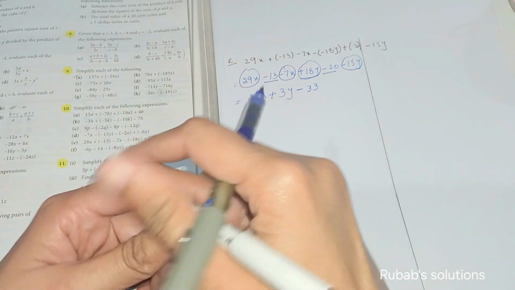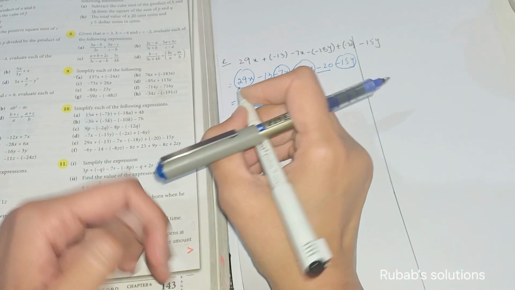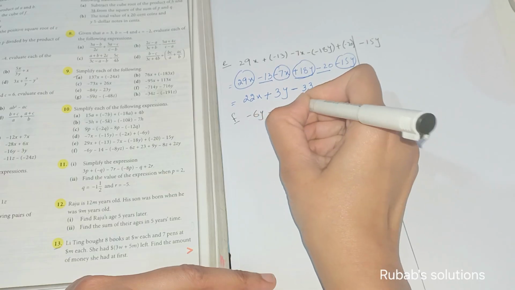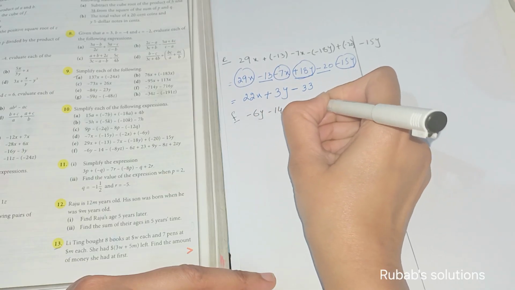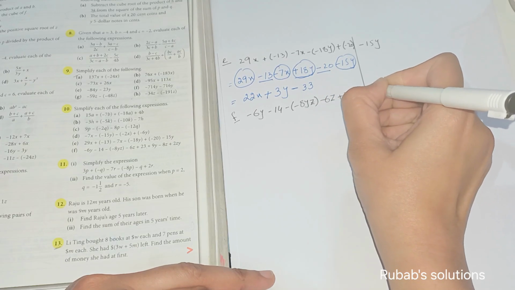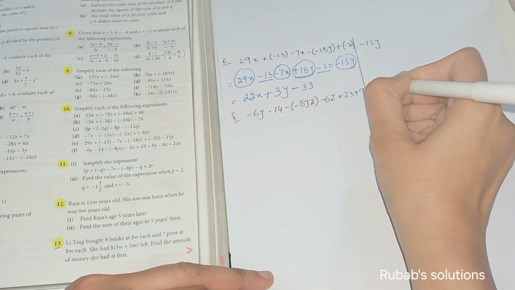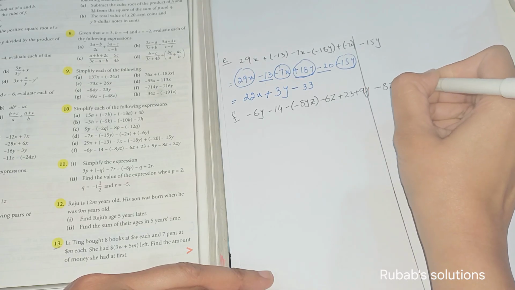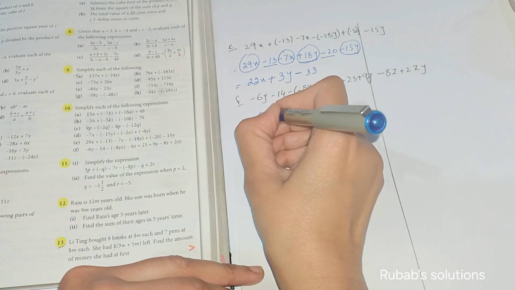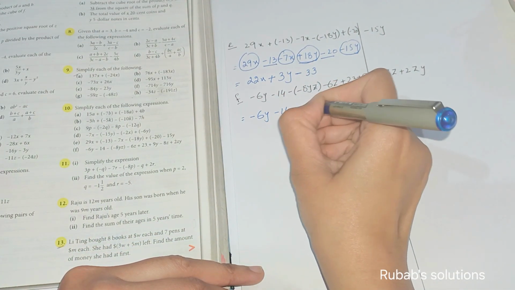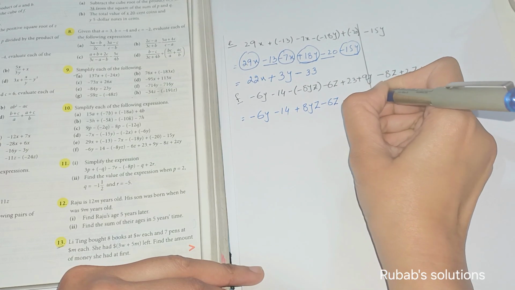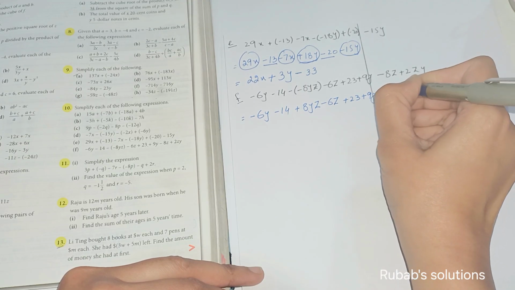Moving towards part F. Part F is minus 6y minus 14 minus into minus 8yz minus 6z plus 23 plus 9y minus 8z plus 2zy. So there is only one bracket. First of all, open the bracket: minus 6y minus 14 minus plus 8yz minus 6z plus 23 plus 9y minus 8z plus 2zy.